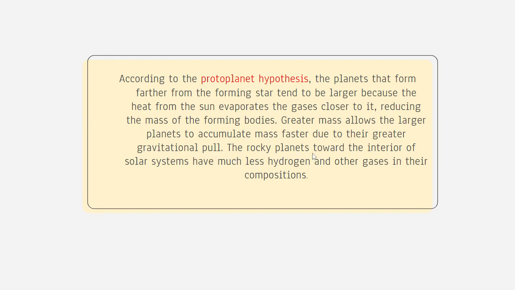The rocky planets towards the interior of the solar system have much less hydrogen and other gases in their composition. A protoplanet is the hypothetical whirling gaseous mass within the giant cloud of gas and dust that rotates around a sun, and it's believed to give rise to a planet.